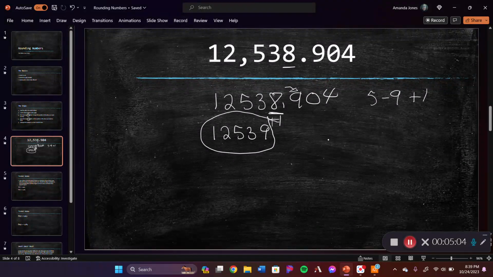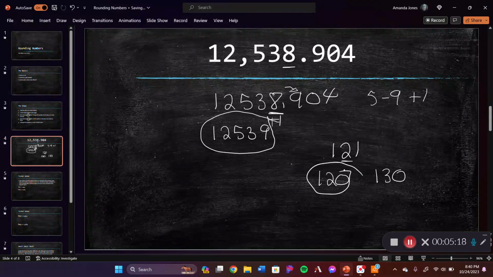So let's look at a quick example. So let's say we had 121. Okay, we're going to round to the tens place. Would you say it should be 120 or 130? 120, because that's a lot closer, right? That's how we have the range, okay?